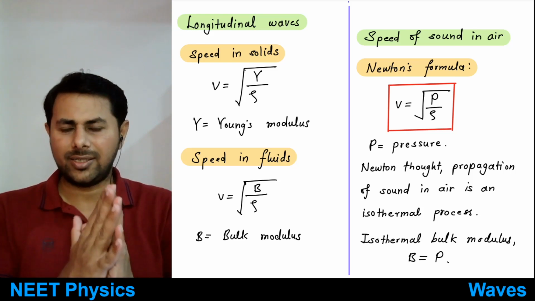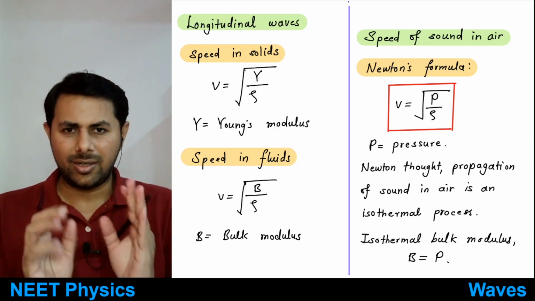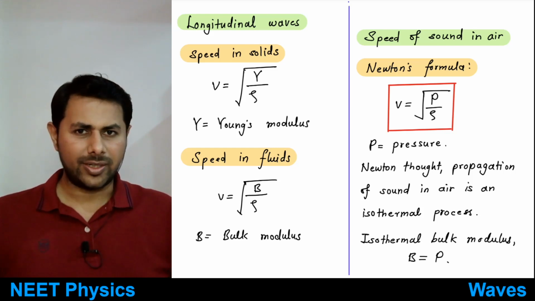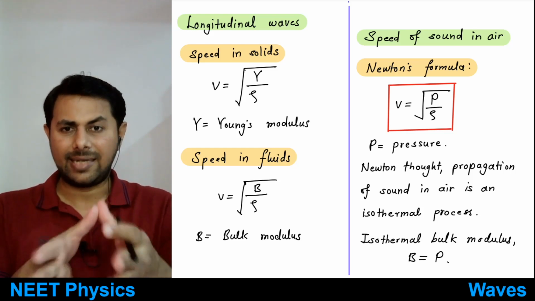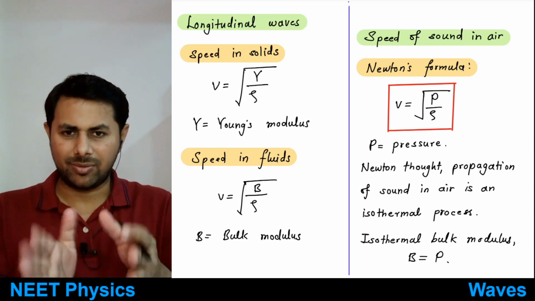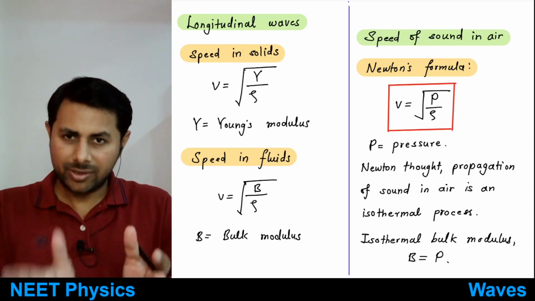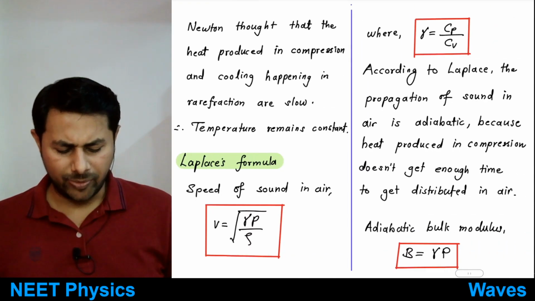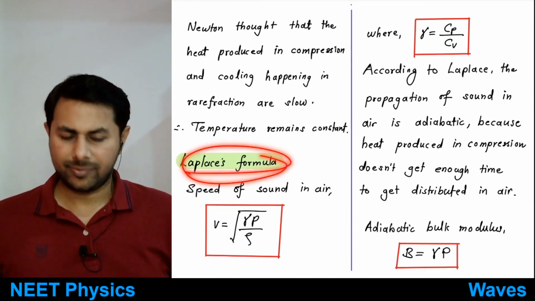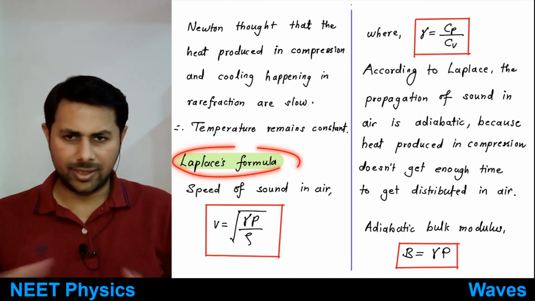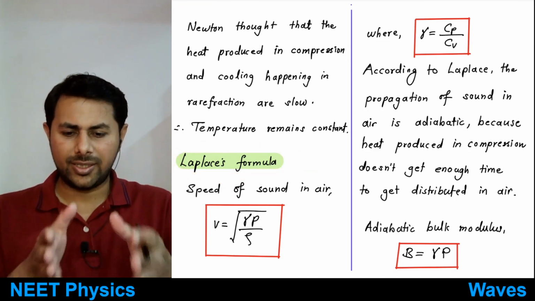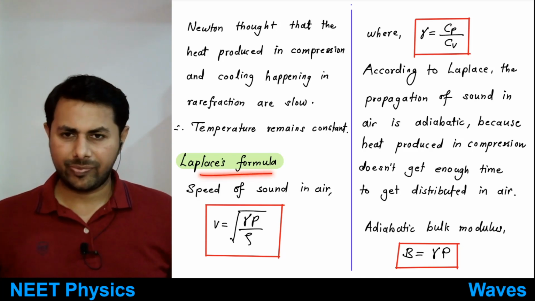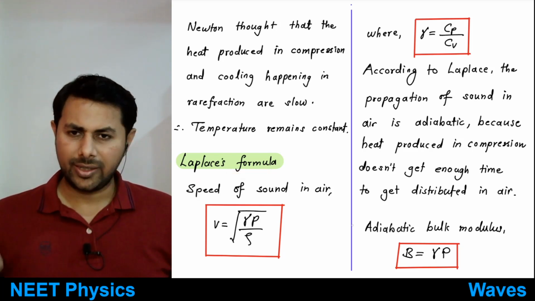So the heat that is developed in compression doesn't get enough time to get dissipated to the surrounding, and that's why the heat is trapped in that region of the medium. Approximately, this is an adiabatic process, and it was pointed out by Laplace. Laplace says that it's a fast process, so the heat doesn't get enough time to get dissipated to the surrounding, and that's why it is an adiabatic process.